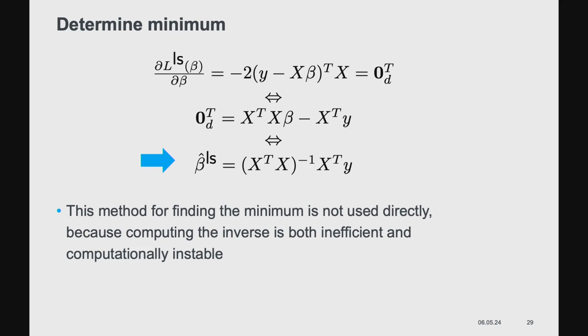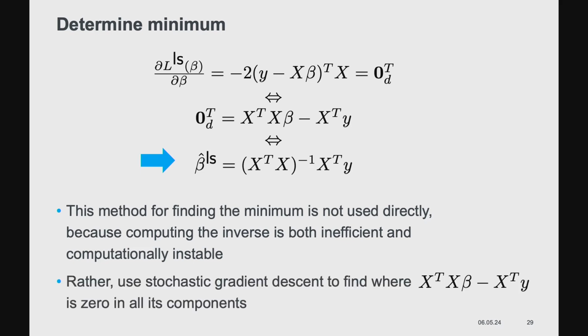And the problem, of course, is that computing the inverse is a mathematically intensive computation, especially if you have 1 million data points. So this would then be a 1 million times 1 million matrix. It's not so nice to have. And so rather, people use stochastic gradient descent to find the minimum. And we will look into stochastic gradient descent in general later. Okay?